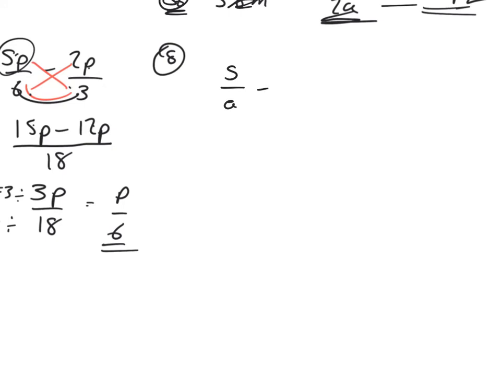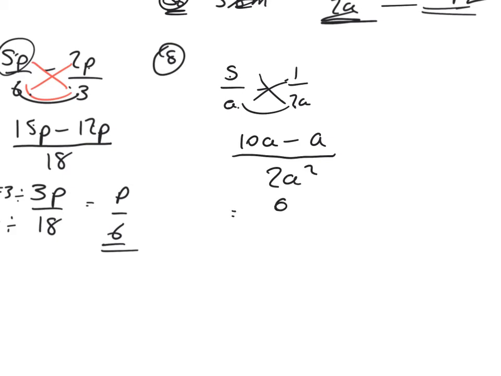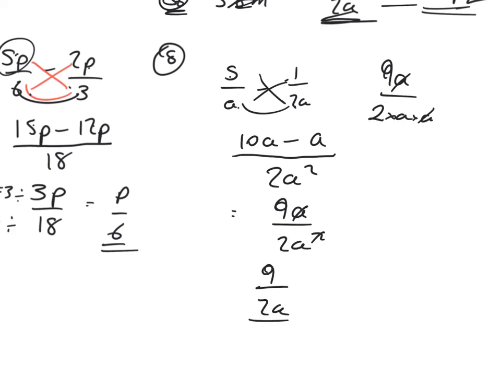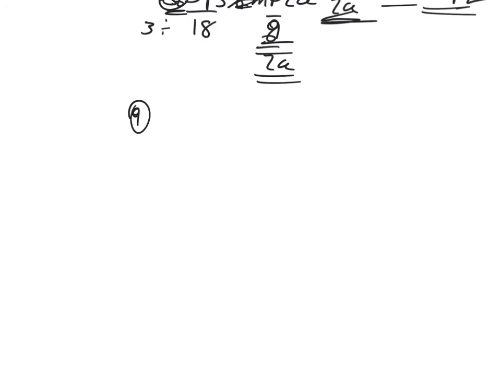Let's take down example 8. Okay, 5 over a minus 1 over 2a. 5 lots of 2a is 10a, minus 1 lot of a is a, over a times 2a is 2a squared. 10a take away a is 9a, 9a over 2a squared. Okay, so think about that. That's 9a over 2 times a times a. I can cancel 1 from top and bottom, and that will give me 9 over 2a. Final answer.